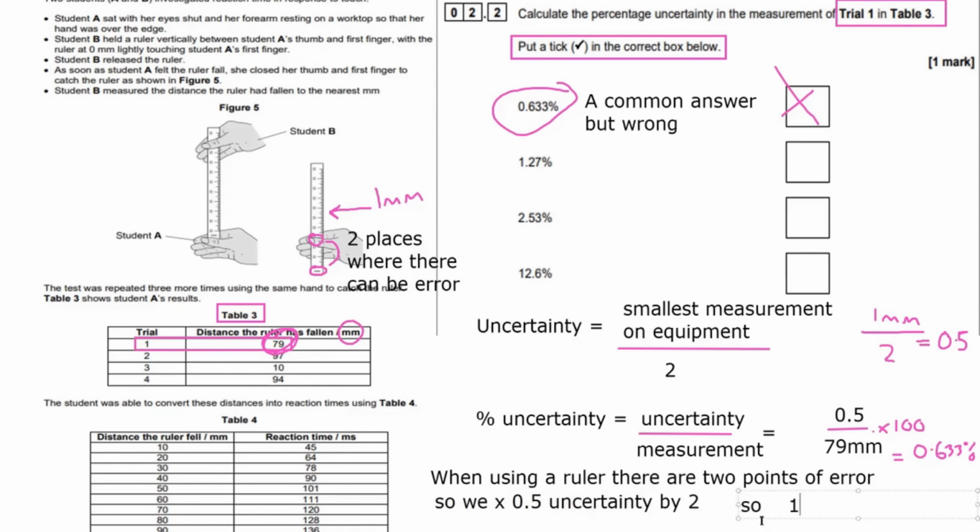So always remember that for your A-level biology. If you're measuring with a ruler, you need to calculate the uncertainty, then double it. So instead of 0.5, we've got 0.5 twice. So the uncertainty is actually plus or minus 1 millimeter on any distance that we measure on the ruler. In which case the answer for this question is 1 divided by 79, which is uncertainty divided by the measurement, times 100, and we get the percentage uncertainty, which we can round up to 1.27%. We actually get 1.2658%, but you round that up to 1.27%.